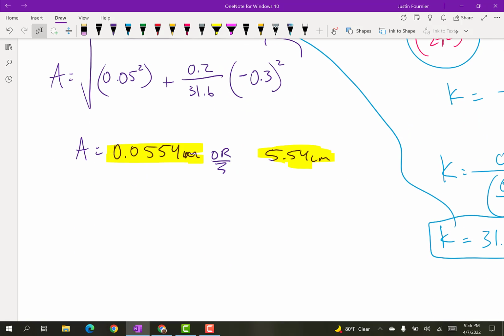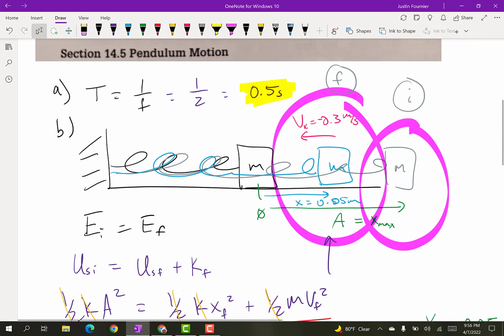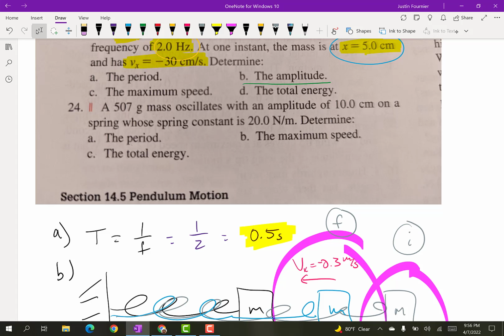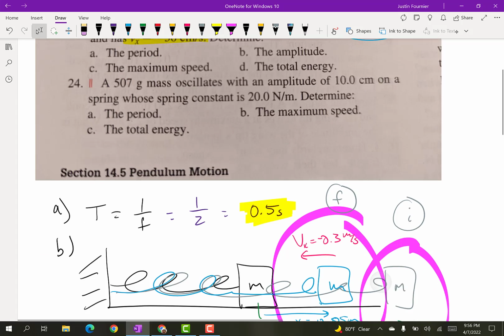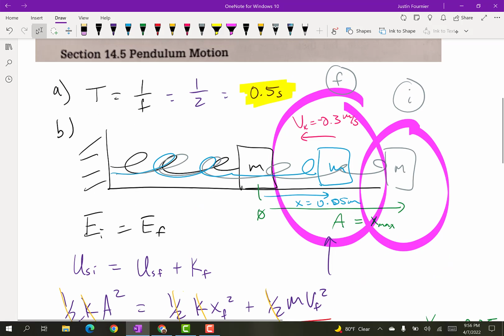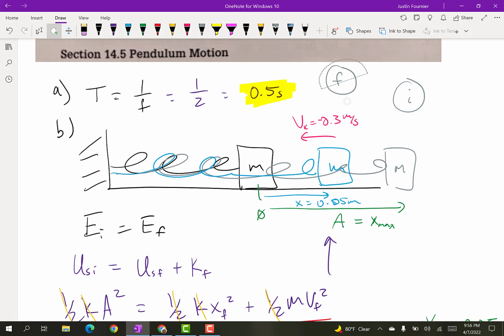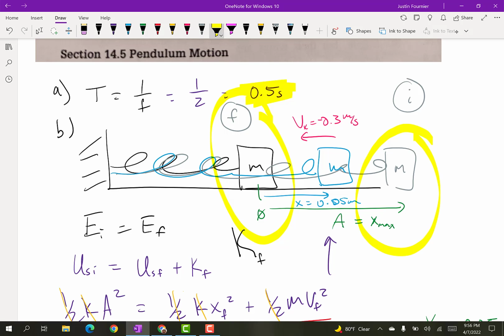All right. So moving on to part C. Part C says, what is the maximum speed? Again, I'm going to use the conservation of energy, except I'm going to change my final moment to here instead of where it was before. Because at this point, I know that I have just kinetic energy, where at my initial moment I have just potential energy. And I can use that, and again, the conservation of energy to solve this.